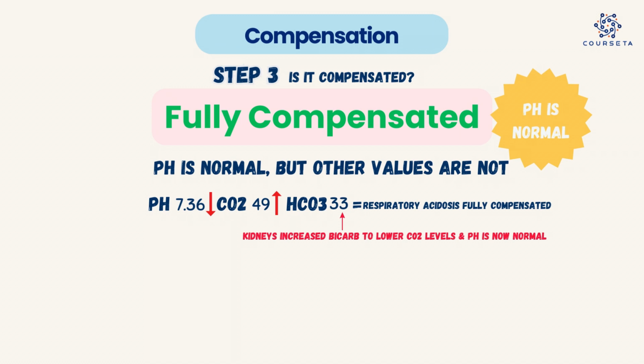Now, if you see a value that is like 7.36, it's close to being abnormal, or if it's right on the line, 7.35, then this would be an acidosis. Now, if it's on the other side of the spectrum, where it's close to being abnormal on the alkaline side, where it's exactly on 7.45, or if it's 7.44, that's where it would be alkalosis. So the big kicker here is that if it's fully compensated, your pH is going to be normal. But your other values, such as your CO2 and HCO3, of course, are not going to be normal.